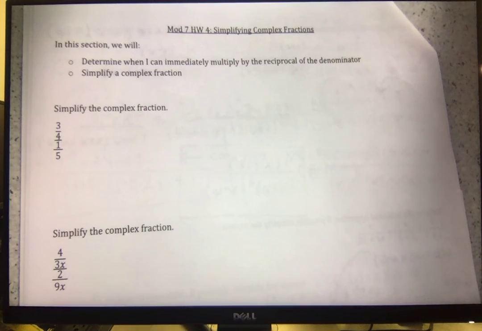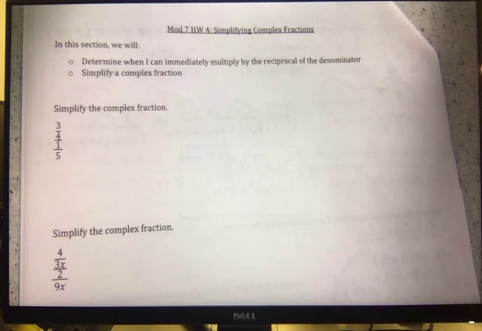All right, so this is Module 7, Homework 4, which is simplifying complex fractions. In this section, we're going to determine when I can immediately multiply by the reciprocal of the denominator or if I can simplify a complex fraction. So it's all talking about complex fractions.